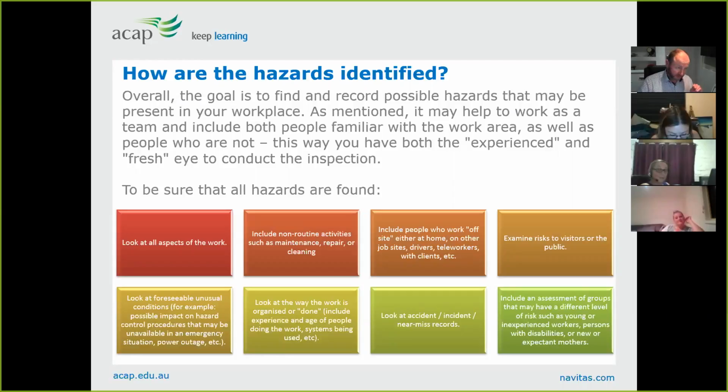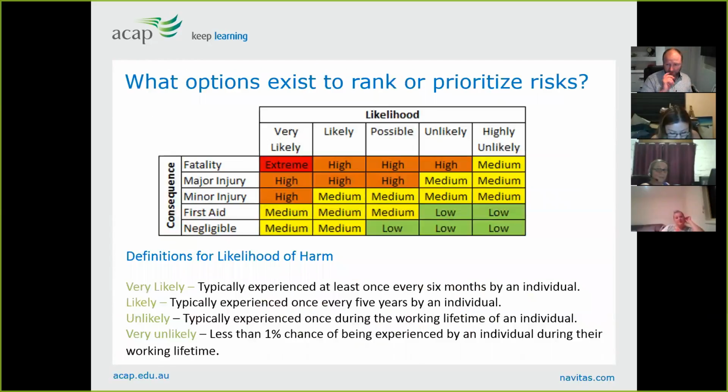I'm drilling down to this one. This is what I use now, and this is a standard risk matrix. When you're working things out, you'd be looking at likelihood and consequence. With any activity that you do, what's the likelihood that it would happen? Is it very likely? Is it likely? Is it possible? Unlikely or highly unlikely?